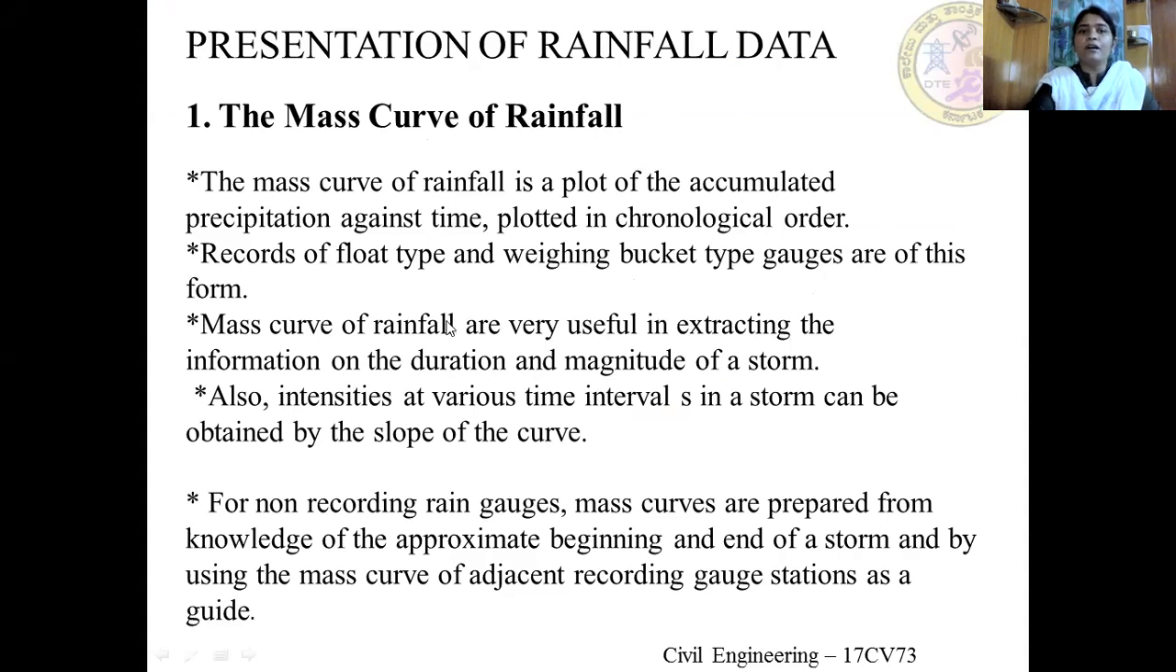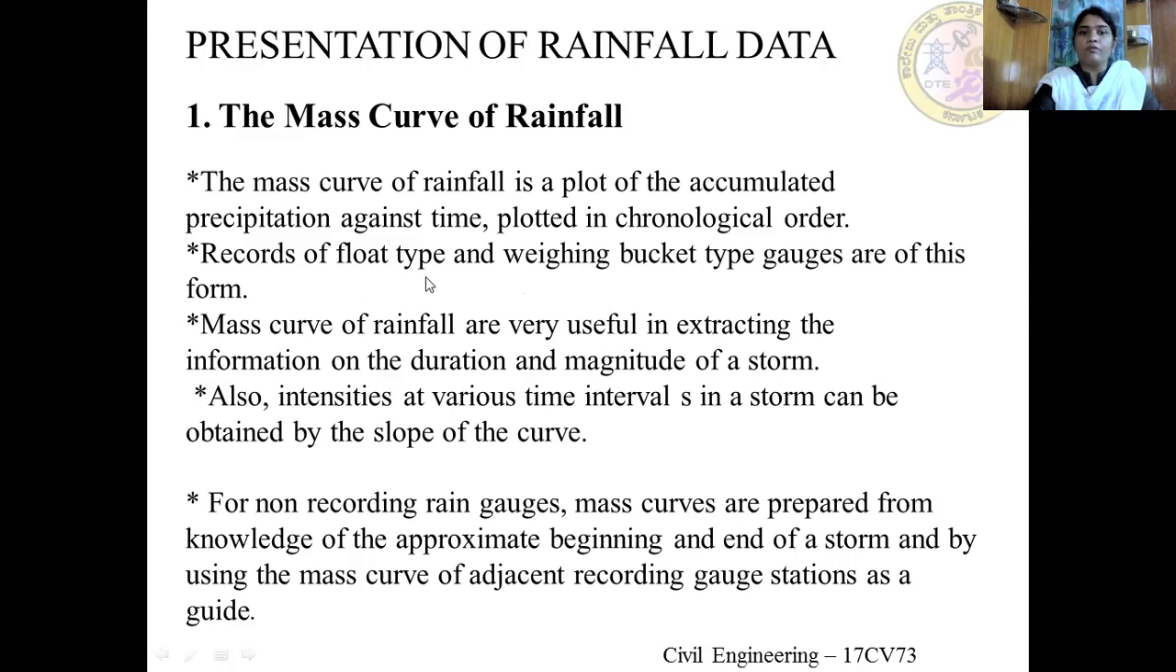So this is a simple curve which can be arrived at when we plot the accumulated precipitation against time. So the mass curve of rainfall is a plot of the accumulated precipitation against the time, which is plotted in chronological order. That is old to new chronological order. Always the latest will be now. So this is called chronological order, in an increasing way from the old year to the new year.